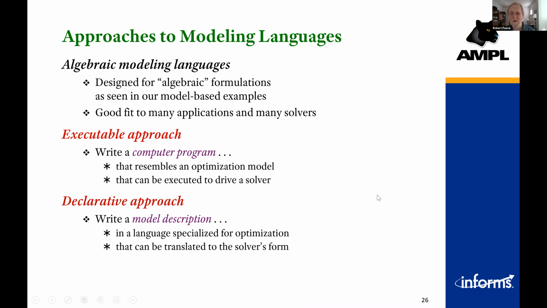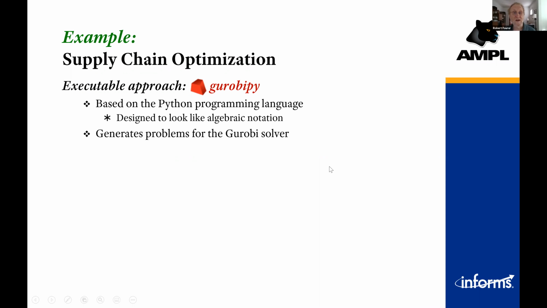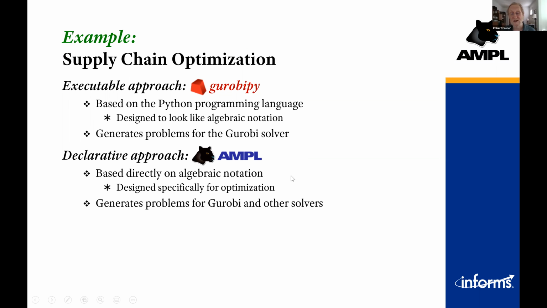And it's hard just by hearing me say it to appreciate how these are different. So I'm going to start off with an example. And I'm going to go back to that supply chain optimization. And for the executable approach, I'll use Gurobi Pi, which generates problems for the Gurobi solver. And it's based on the Python programming language. And it's designed to look like algebraic notation inside Python. Okay? And for the declarative approach, I'll use my AMPL modeling language. And it's based directly on algebraic notation designed specifically for optimization. And it generates problems for Gurobi and also for other solvers as well.